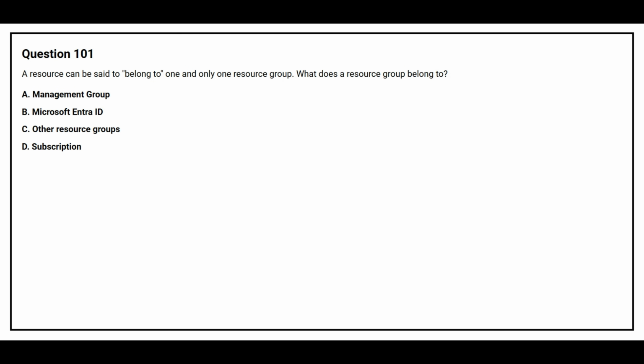Question number 101. A resource can be said to belong to one and only one resource group. What does a resource group belong to? Option A, Management Group. Option B, Microsoft Entra ID. Option C, Other resource groups. Option D, Subscription. The correct answer is option D, Subscription.